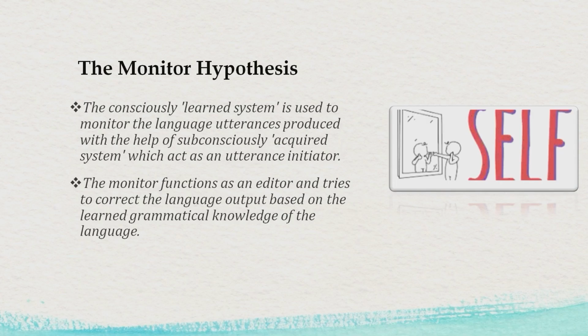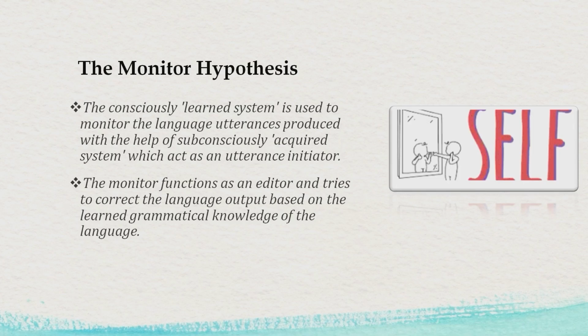Okay, so the Monitor hypothesis. Here he talks about how our learned system, that is what we acquire in the formal learning system, like all the rules and regulations of a particular language system, the grammar, becomes a kind of monitor for you to monitor the output that is generated out of the acquisition. So what you produce, for example, any kind of language that you speak or write, is monitored by the learned system, the consciously learned system.